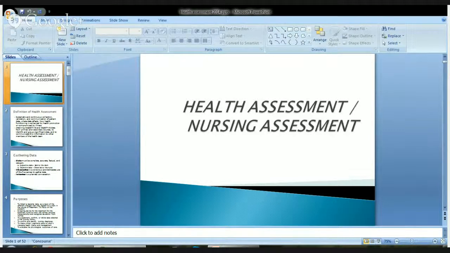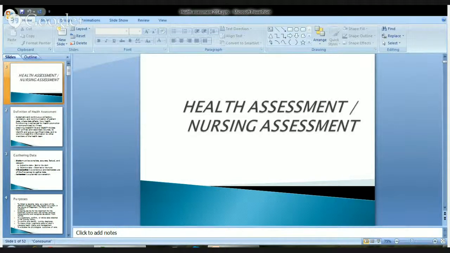So when talking with subjective data, it is being said by the client himself or herself. While when we are referring to objective data, these are the data being observed by the nurse. And what is observation? It is the conscious and deliberate use of your five senses in gathering data. And while interview, this is a planned conversation.